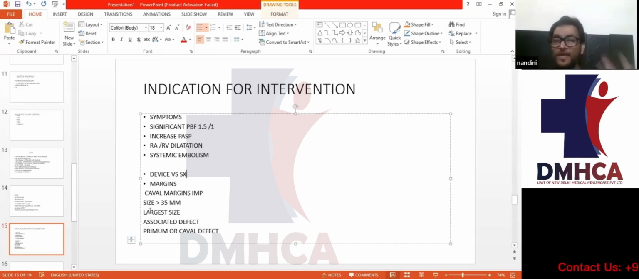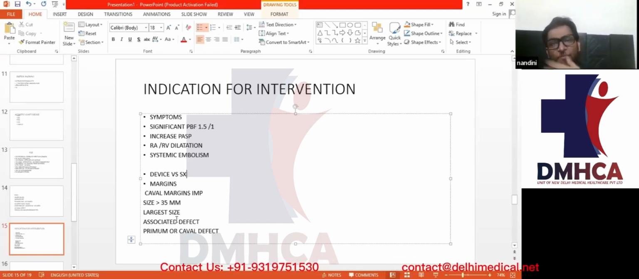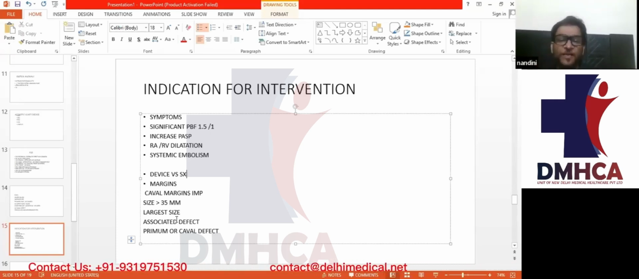If the size is very large, that's more than 35 mm, then it is difficult to fit the device. If there is an associated defect like mitral valve prolapse, which requires surgery, then obviously you can go for the surgery. So primum and cable defects, these are the defects which don't have any margins and they need to be repaired by surgery. Only the ostium secundum defects generally have good margins and they can be treated with the device.